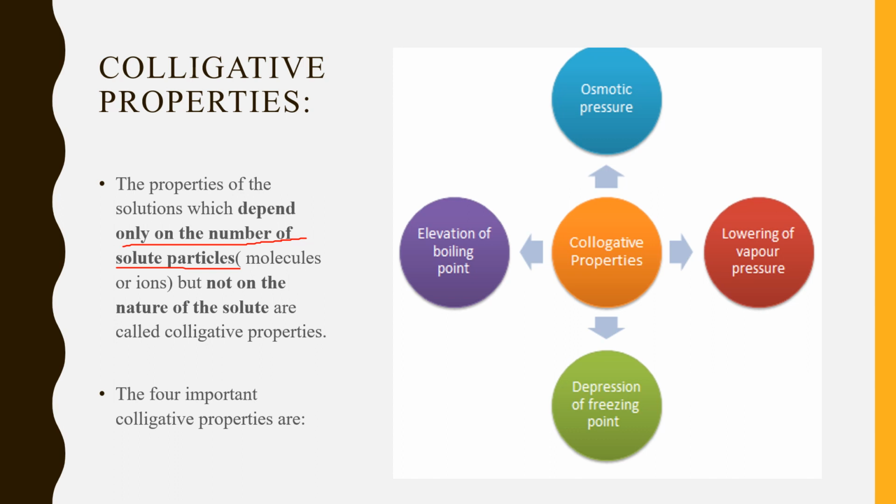Now there are mainly four types of colligative properties which we have to learn. First is lowering of vapor pressure. Second is elevation of boiling point. Third one, depression of freezing point. And fourth is osmotic pressure. These are four colligative properties which we have to learn in this video. And among these four, we will basically learn these two: lowering of vapor pressure and elevation in boiling point.